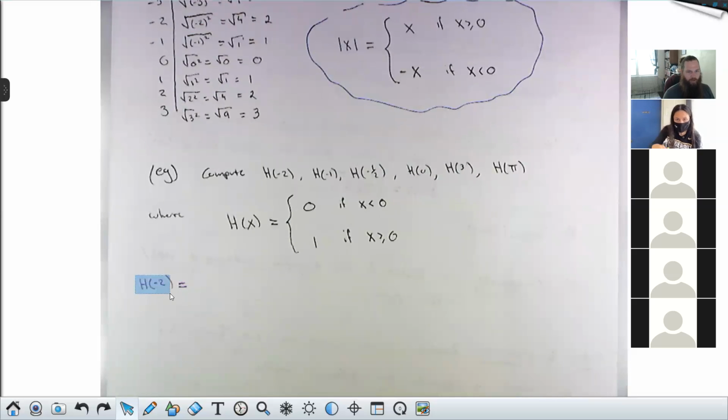If I want to compute h of -2, that means I want to plug -2 in here for x. In order to do that, because it's piecewise defined, I need to ask which one of these ranges of x values -2 lives in. So does -2 live in the first or in the second? The first. In the first, right? -2 is less than 0. So according to this rule, h of -2 is 0.